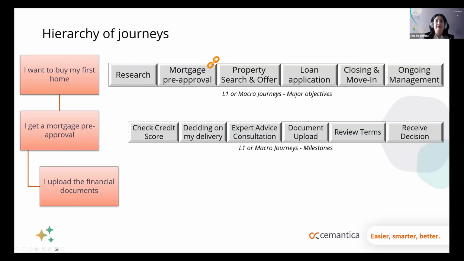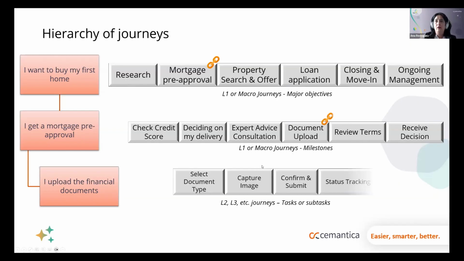First of all, take a look at the customer's credit score, then decide on the delivery, ask perhaps for a consultation, upload the documents, review the terms, receive the decision. So all these steps are part of the "I get a mortgage pre-approval" journey. But we can go even one step below and create a level 2 journey focused specifically on the document upload. Then we create a specific journey for this stage. So you need to select the document type, capture the image, confirm and submit, status tracking, and so on.